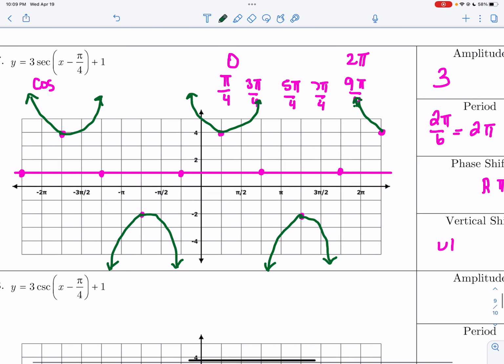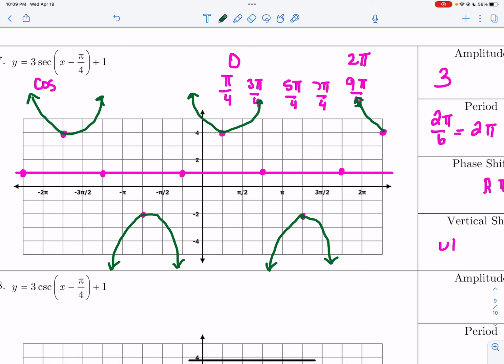And your graph for 3 secant x minus pi over 4 plus 1 should look something like that. All right. These examples, of course, are kind of self-explanatory in terms of what we have been doing.